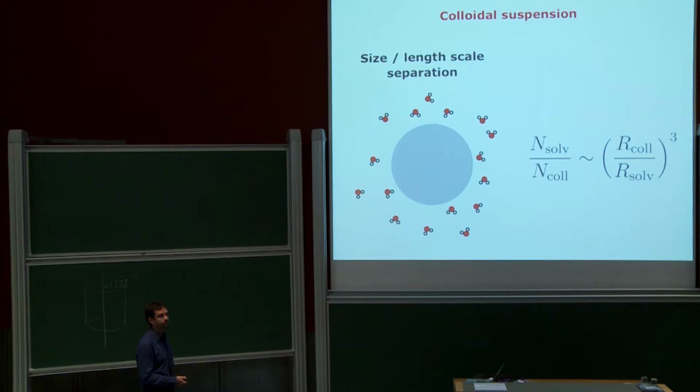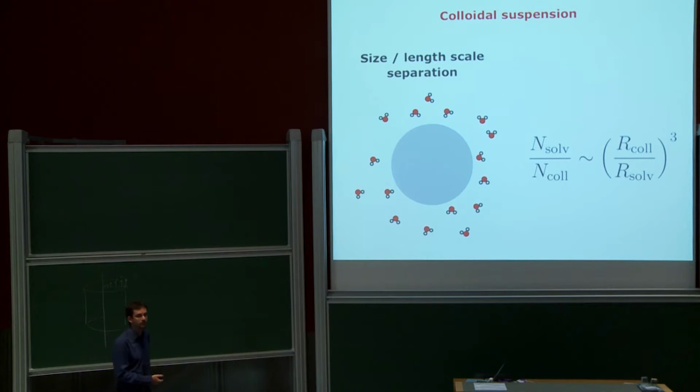But simply think about how many water molecules you would need to occupy the volume occupied by the colloidal particle. So very roughly, if they have the same density, the ratio between the number of solvent molecules and the number of colloids would scale as the radius of the colloid divided by the radius of the solvent molecules to the power 3, because it's a ratio between volumes. And so if you have something that is 1,000 times larger than your solvent particle, then you would need a number of molecules that is 1,000 to the power 3, that is 1 billion times larger. So you would need 1 billion solvent molecules to fill just one colloidal particle.